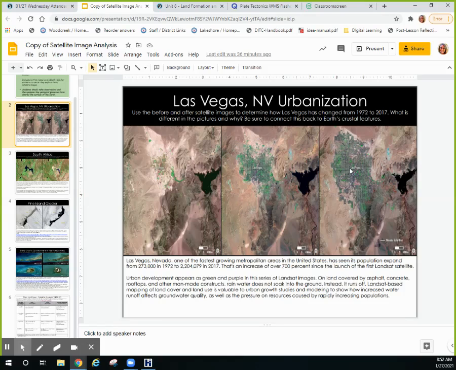The final image, the city is almost doubled in size, it looks like. And it merges right into that mountain range. And then something that I notice about the lake is that it looks smaller. It looks like it's decreased in size. We have somewhat of a little peninsula right here. And so that's concerning considering they use this area to power their electricity and as a water source.